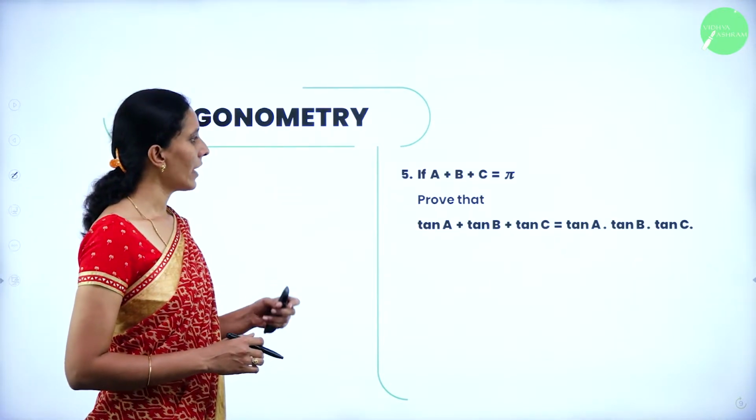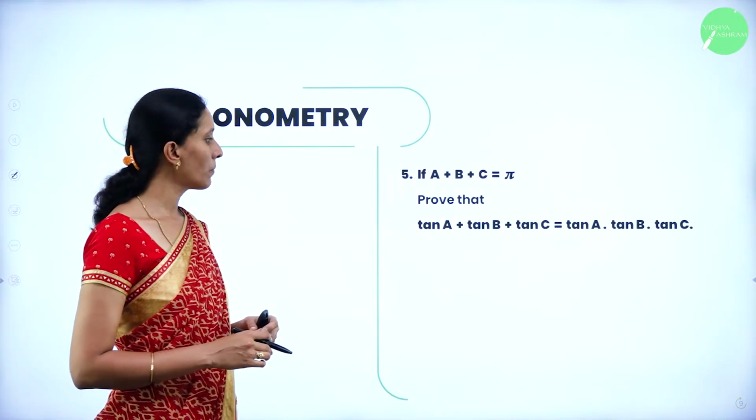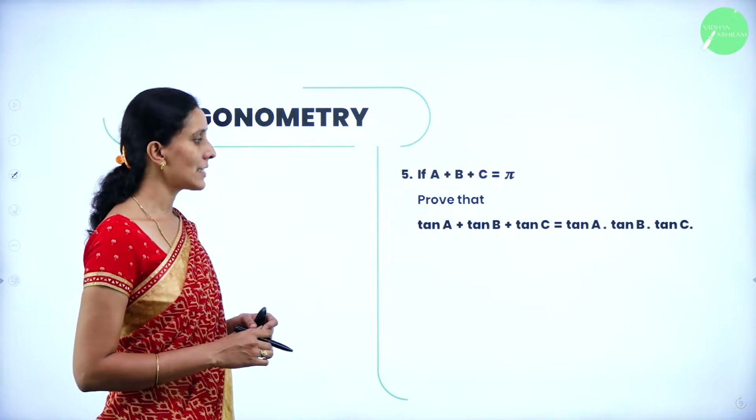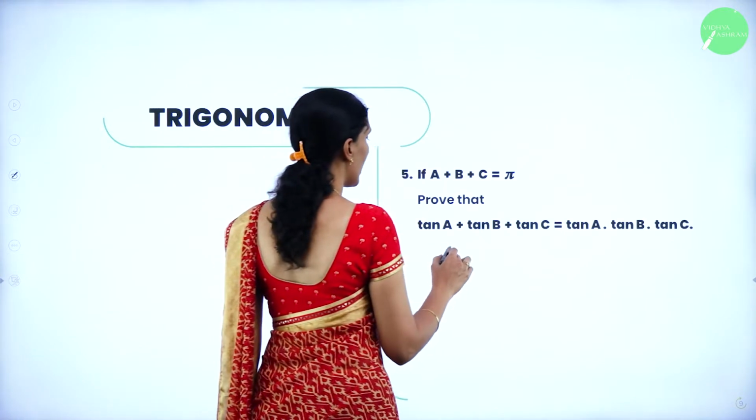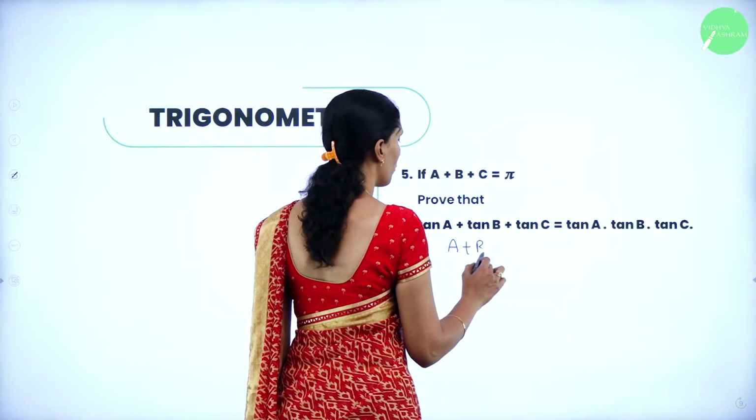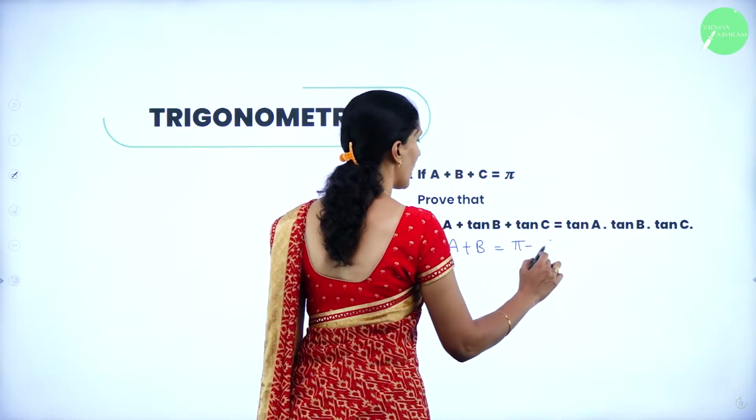So next we have a plus b plus c is equal to pi. Prove that tan a plus tan b plus tan c is equal to tan a into tan b into tan c. So we know that a plus b plus c is equal to pi. So a plus b is equal to pi minus c.